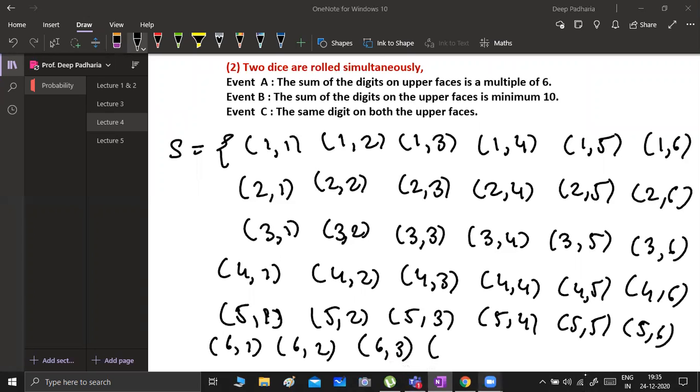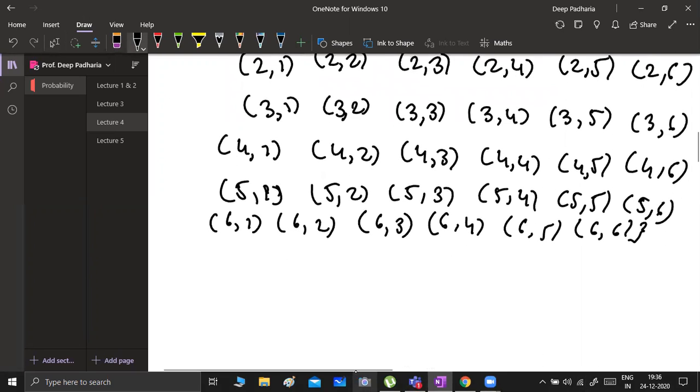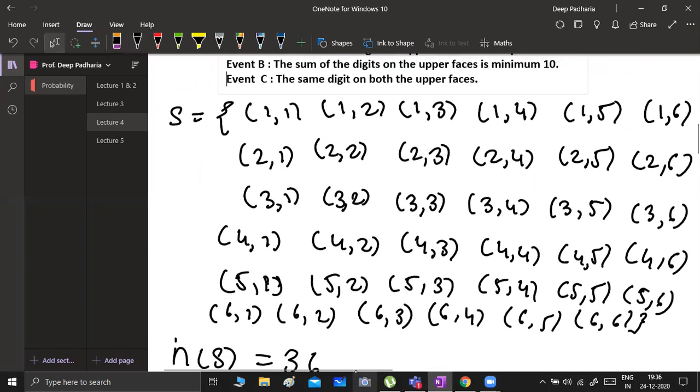Just a second. I guess it is not visible on the screen. Now it will be visible. 6,4, 6,5 and 6,6. This will be your sample space. Any doubt in the sample space? Here n of S would be 36. Okay. So this is your sample space.